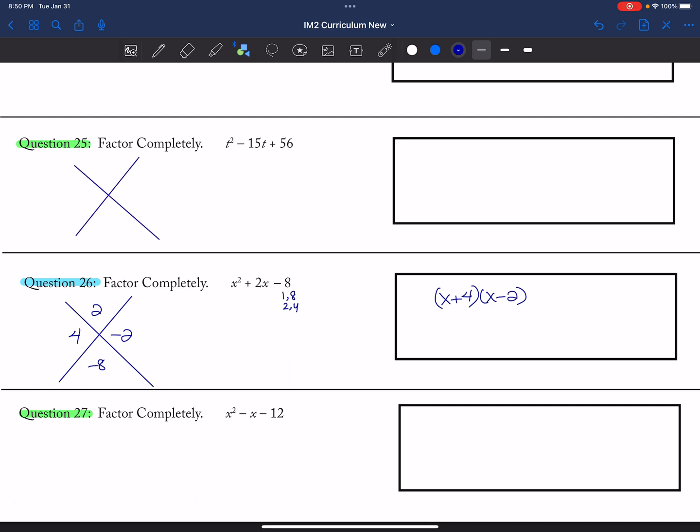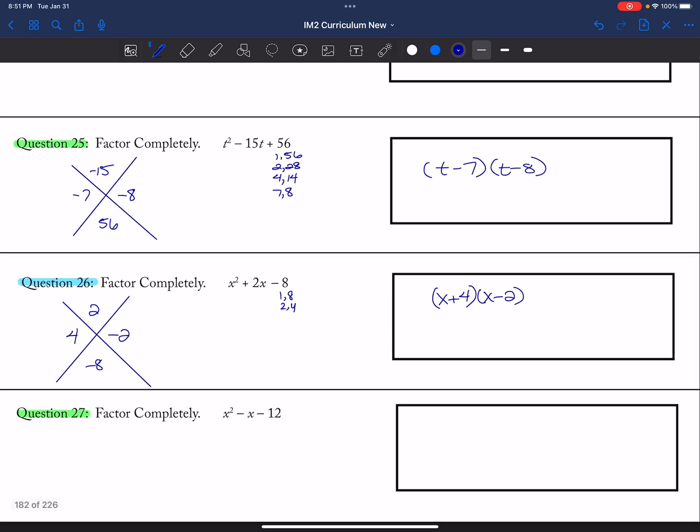Question 25. 56 is my factors. So 15 and 56. So 1 and 56, 2 and 28. 3 doesn't work. 4 and 14, is that right? 5, 6, 7, and 8. So -7 and -8. So t minus 7 and t minus 8.